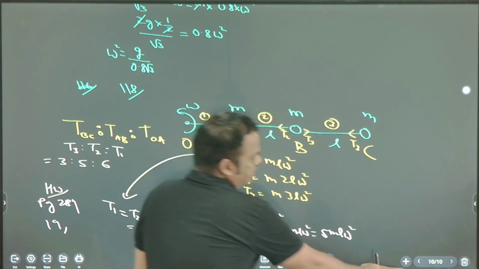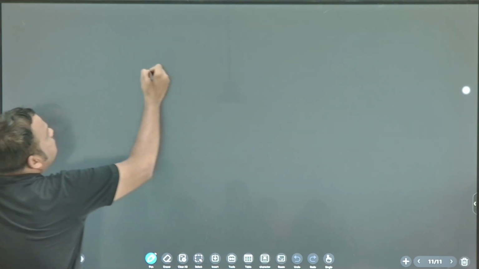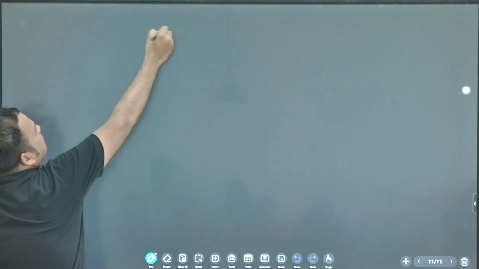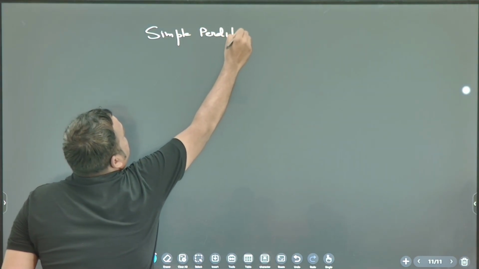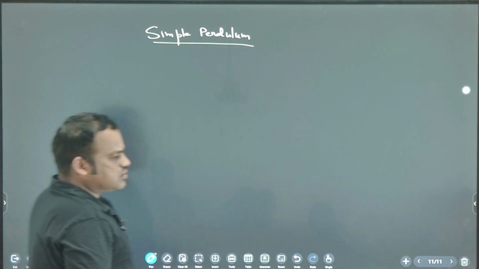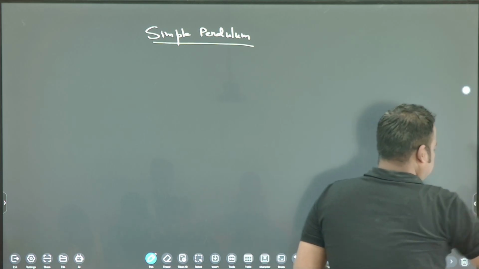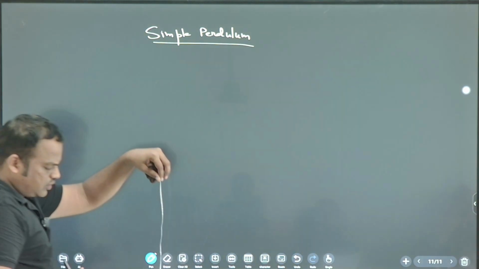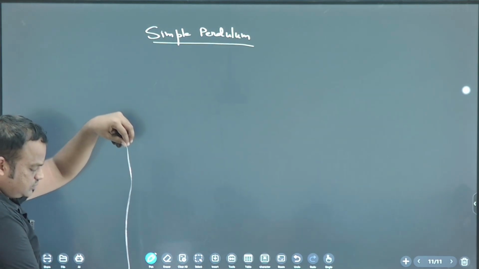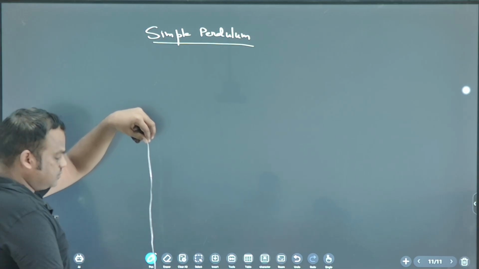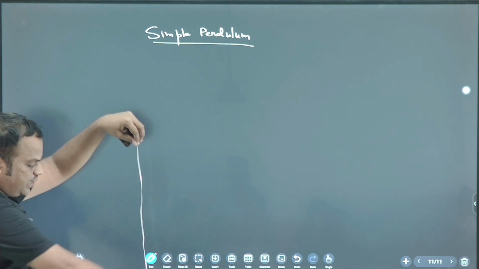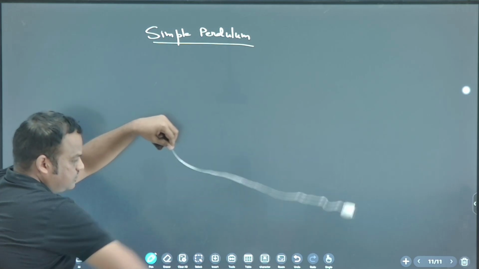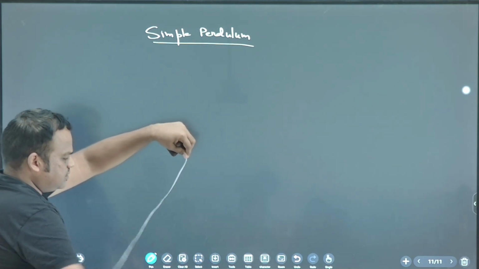Okay, next topic, write down one more topic we'll do. Next, simple pendulum, note down. So this is simple pendulum. So right now, what is the tension? Tell me, what is the tension right now? Mg downward, tension upward. Now I will hit it with some speed.